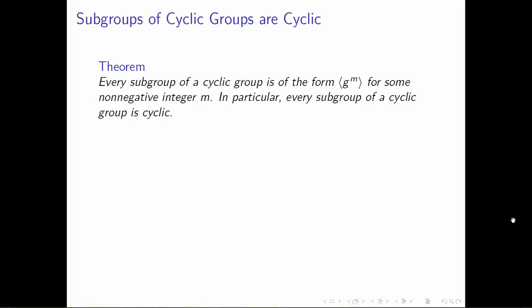What the theorem says officially is that every subgroup of a cyclic group is of the form the group generated by g to the m for some non-negative integer m. You can pick this integer to be non-negative as part of the statement of the theorem, and in particular, every subgroup of a cyclic group is cyclic.